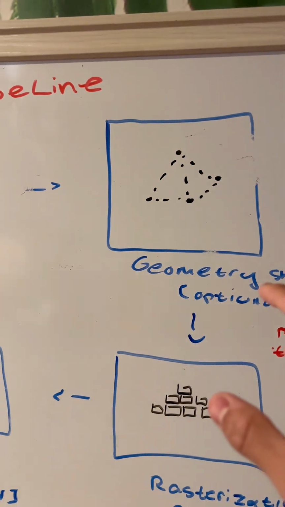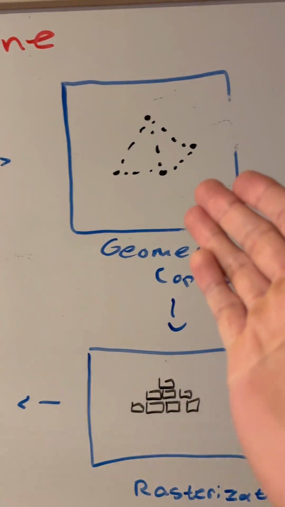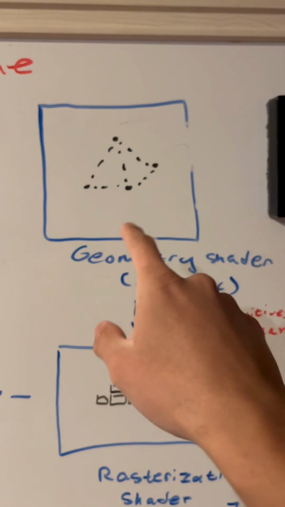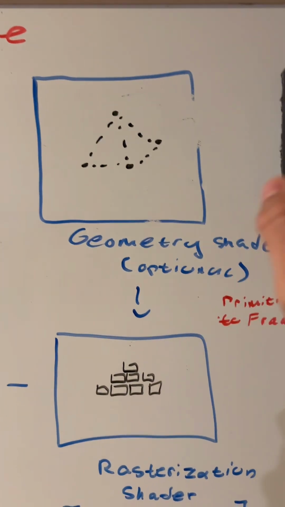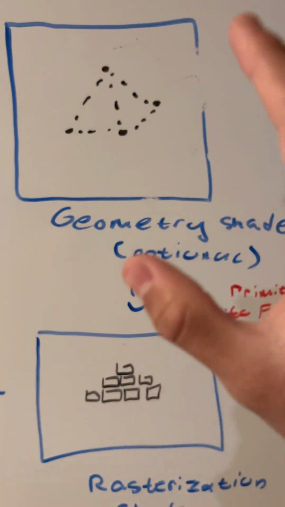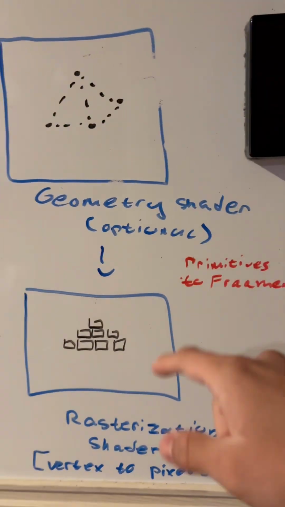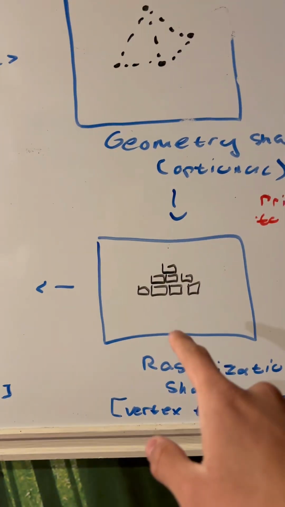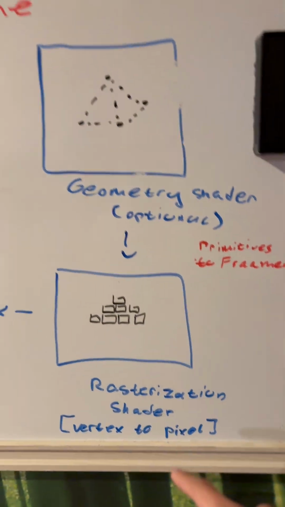This is optional. Say, for instance, you had a triangle primitive and you wanted to split it into 2 different triangles, then that's where you would use the geometry shader. They say that not many people do this, I guess. So yeah. So now you move on to the rasterization stage.